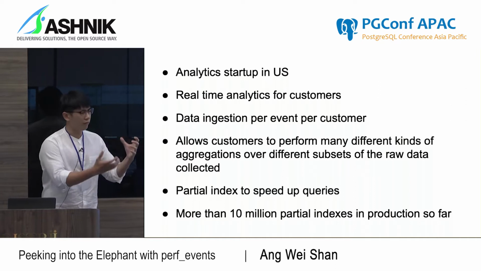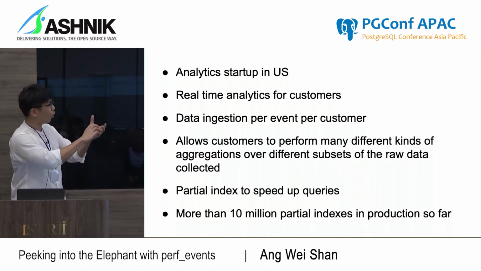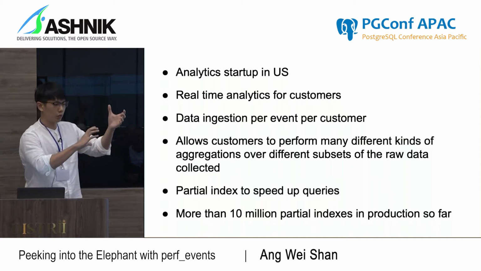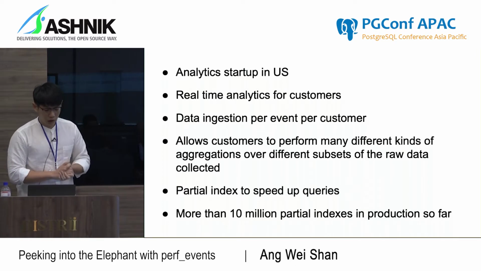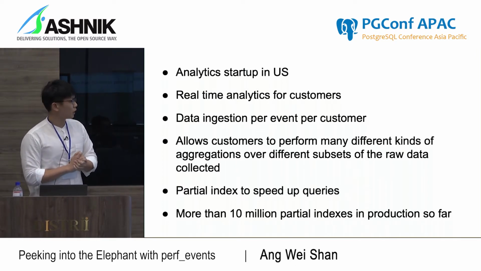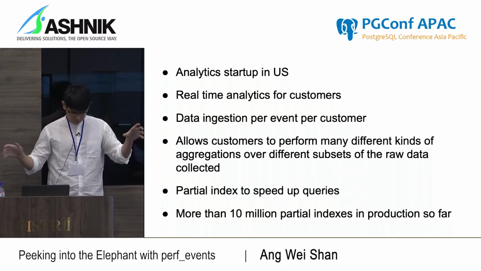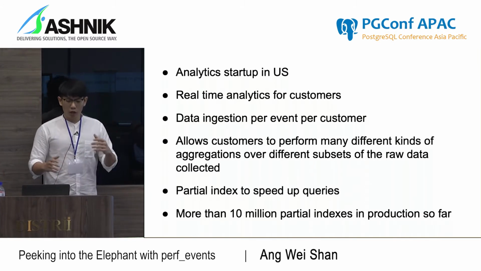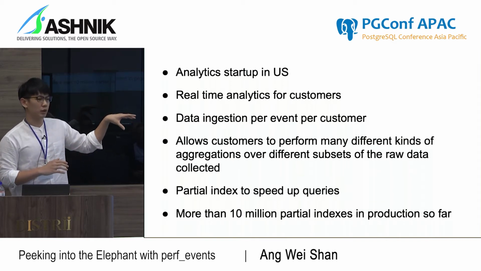What this startup offers to the customers is real-time analytics where you can do your own graphing, your own analytics, your own roll-ups, things like that. Really cool. And they use partial indexes to speed up the queries for different customers. So it's like a SaaS product. And in production, I think this is in 2017, they have about 10 million partial indexes so far.